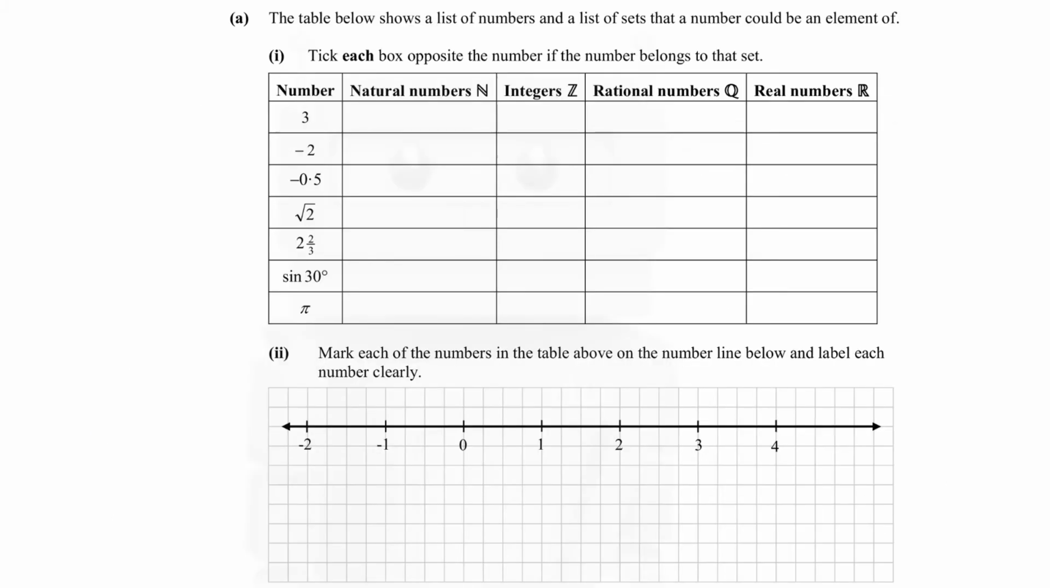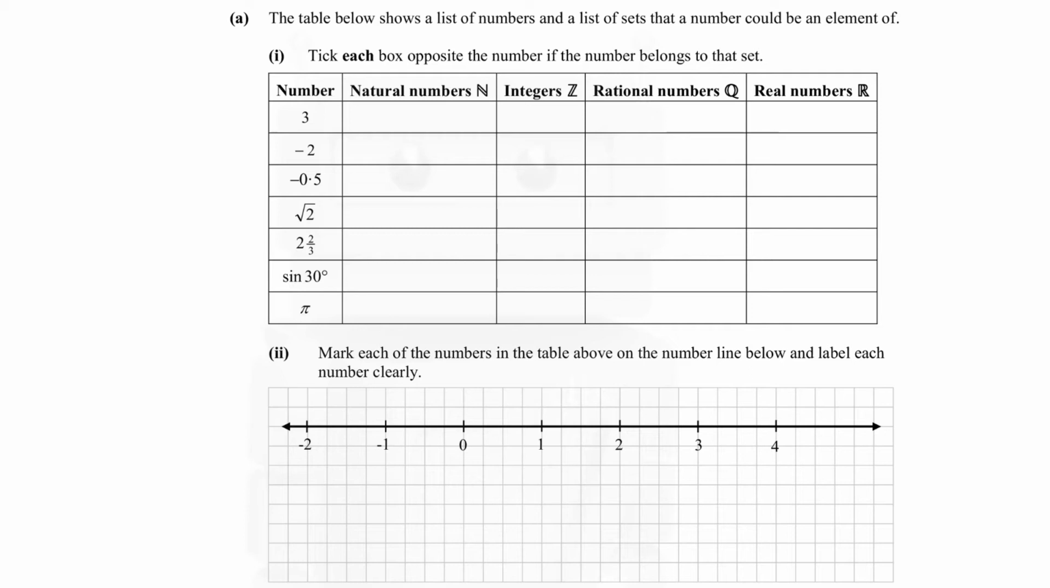Let's move on. Now, the table below shows a list of numbers and a list of sets that a number could be an element of. Let's go through this. So the numbers are 3, minus 2, minus 0.5, the square root of 2, 2 2/3, the sine of 30, and pi.